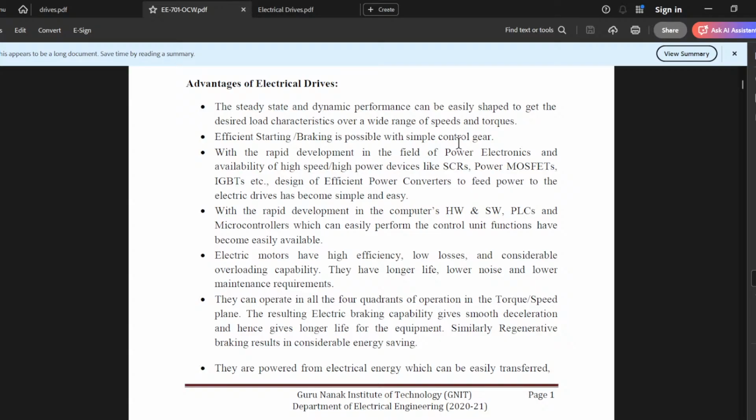Okay. The third one is that with rapid development in the field of electronics and the semiconductor industry, we got SCRs, MOSFETs, IGBTs, these transistor based electronics. What these did was they helped in the design of efficient power converters to feed power to the electric drive, which has simply become easy. So, efficient power converters, just in one point.